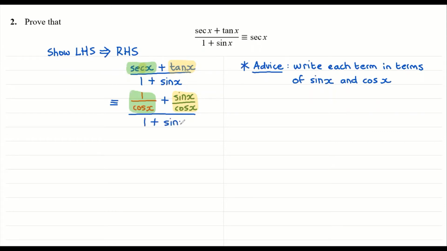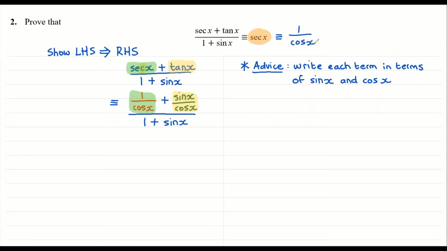1 plus sine x. Okay. So we've got sines and cosines everywhere. Now, once again, we should have one eye on where we want to end up. Okay, we want to end up with sec x. Sometimes it's a good idea just to walk backwards and think, well, sec is the same as 1 over cos. Okay, so just a little note here.